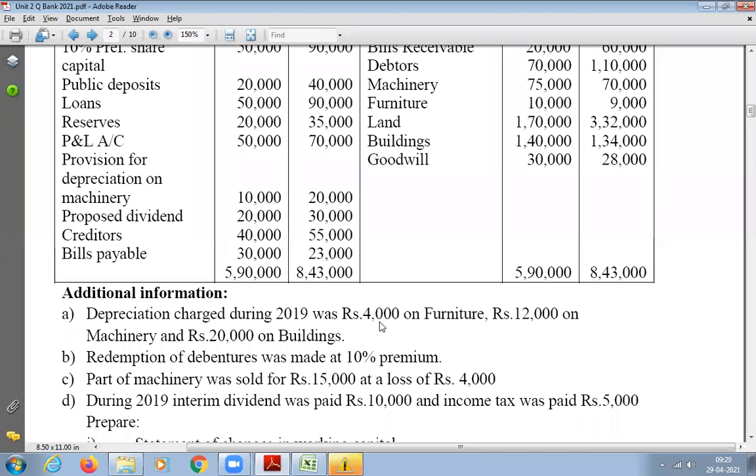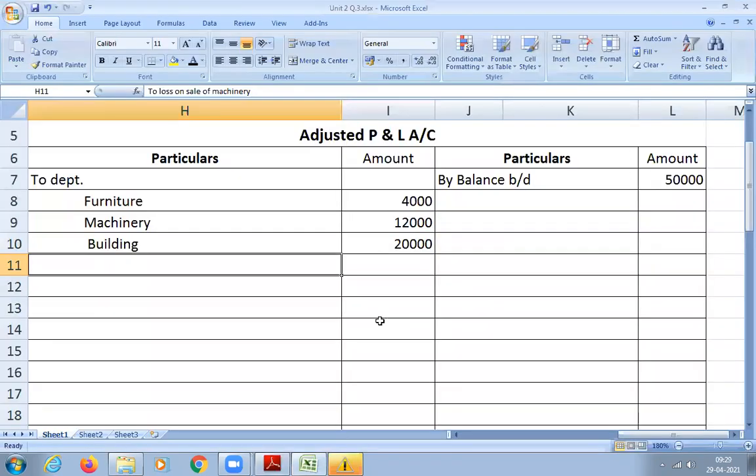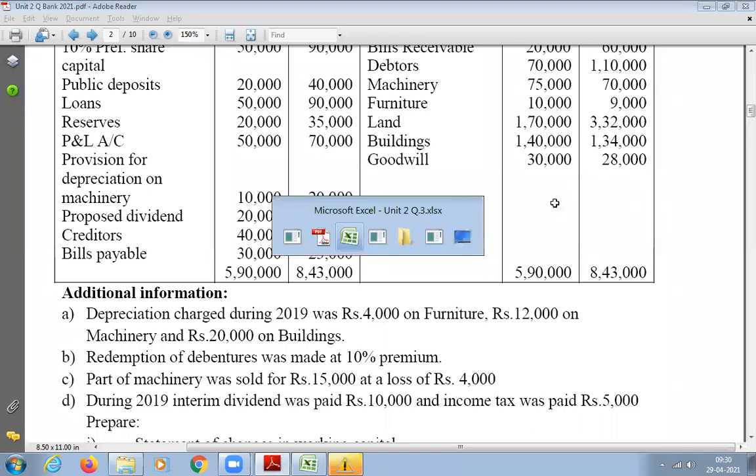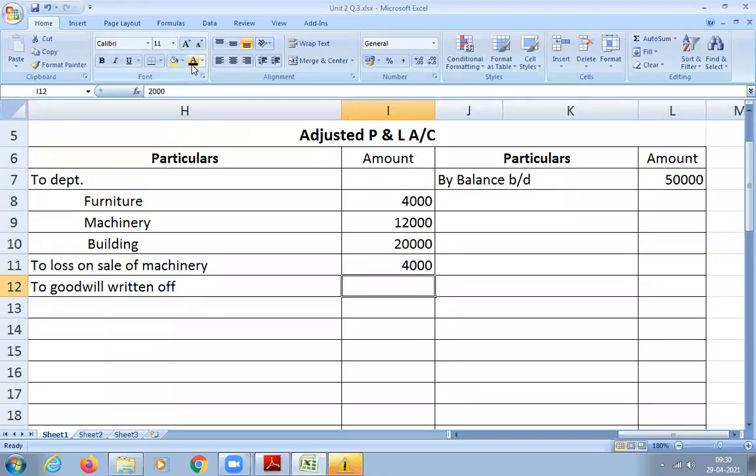You will get loss on sale of machine, preliminary expenses written off, goodwill written off. So please go through the format again and again. Once you know the format, you can easily identify in your question what is given there, which is non-fund. So loss on sale of machinery, how much was that? 4,000. Next, any other non-fund items? Goodwill written off. How much is written off? 30,000 minus 28,000, so it is 2,000 written off. This is a non-fund item.